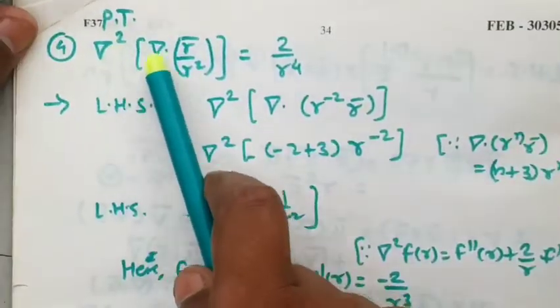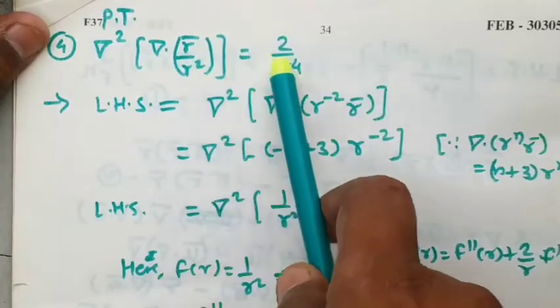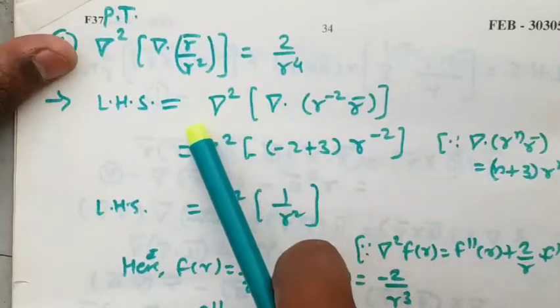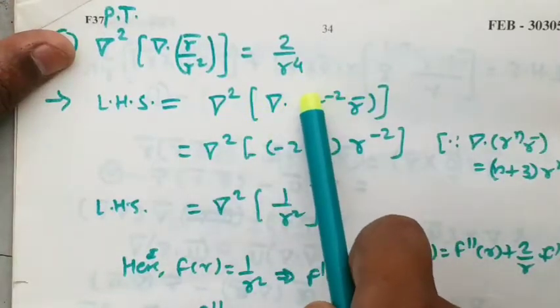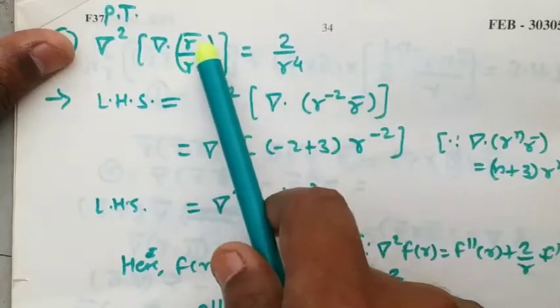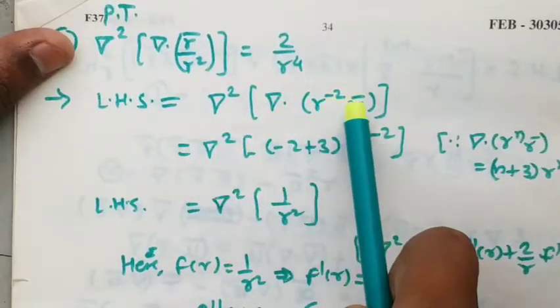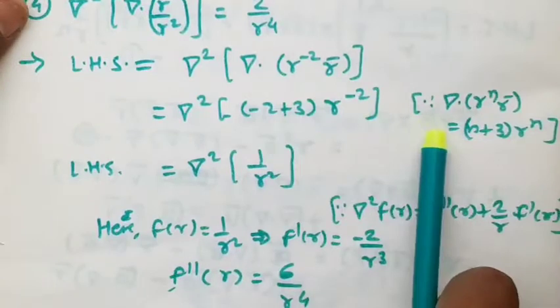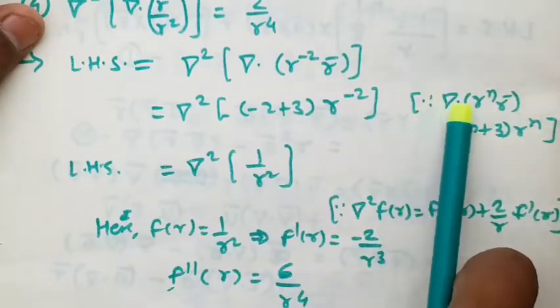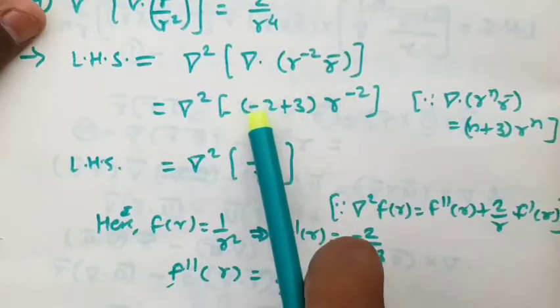Now one more example. Prove that del square of del dot r bar by r square equals 2 by r raised to 4. Consider the left hand side. Again here we have two del quantities. So first we'll simplify the inside del, then the outside del. So del dot r raised to minus 2 into r bar. So 1 by r square can be written as r raised to minus 2 into r bar. Now this type of result we have already discussed. Del dot r raised to n into r bar is n plus 3 times r raised to n. By using that result it will be minus n.